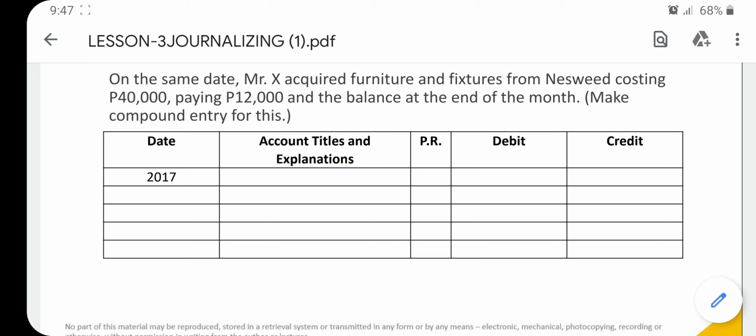Take note that liabilities normally have a credit balance. So when we're going to record an increase in liability account, we are going to credit such liability account.